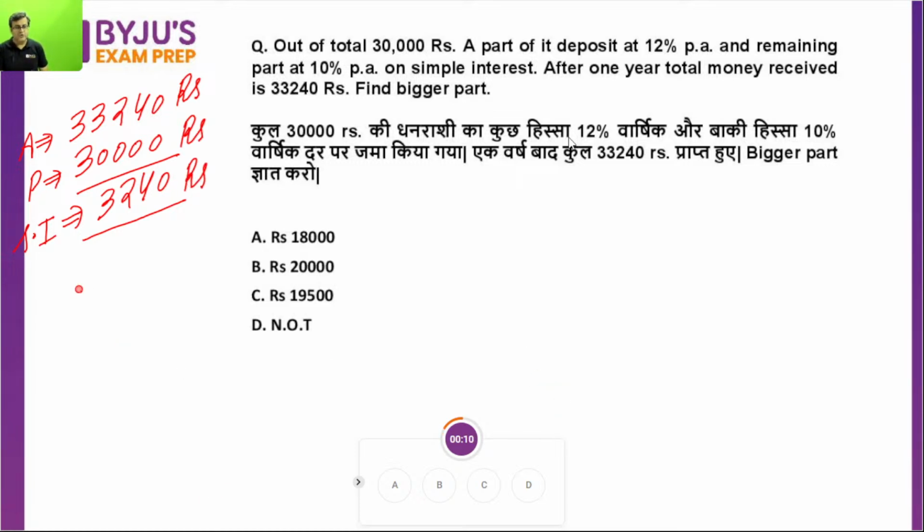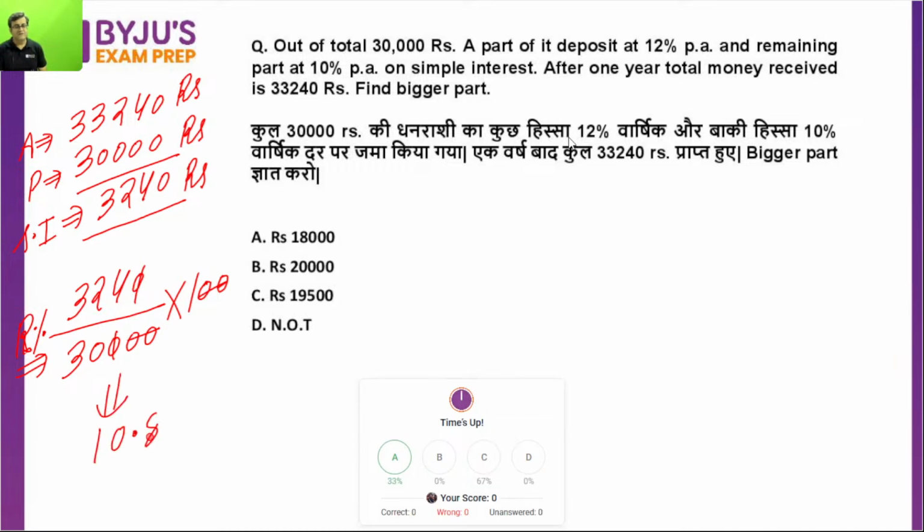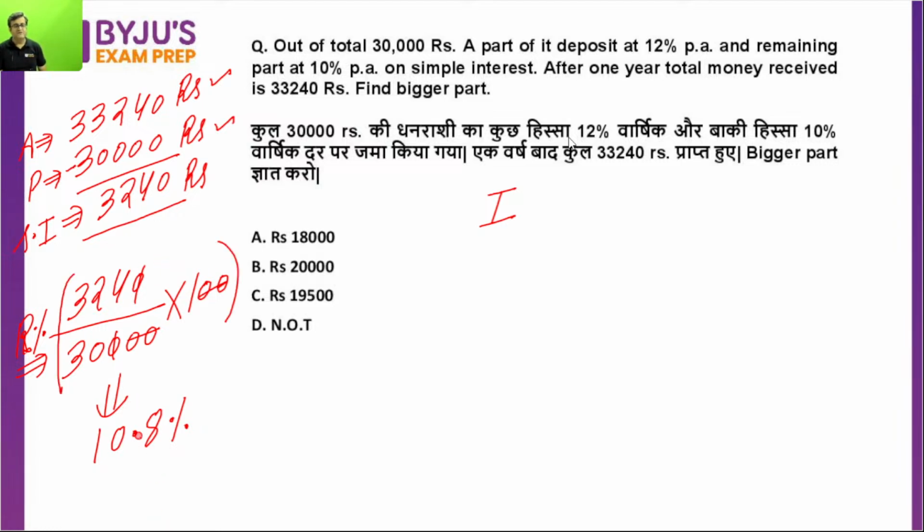Now, what do you understand? 3,240 is the interest upon principal 30,000 into 100. So this is the rate percent. Okay. So that will give you 10.8%. Is this clear? As we came to the final, the principal was 30,000. This is the total money deposited. It will become 33,240. The gap is 3,240. This is the interest upon principal into 100. So 10.8% is the interest.